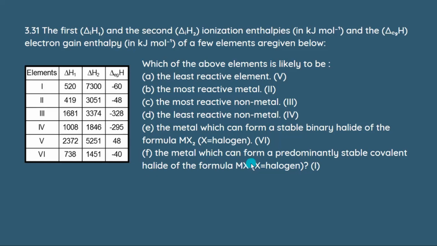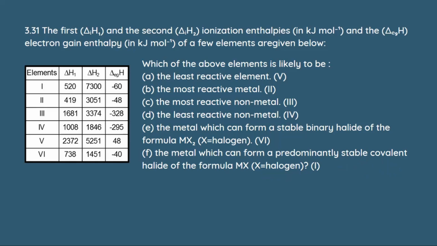The sixth one, the metal which can form predominantly a stable covalent halide of the formula MX. Now, element 1 has a low first ionization enthalpy and a very high second ionization enthalpy. So this means that it's an alkali metal. Because of that, it will form predominantly a stable covalent halide with the formula MX.